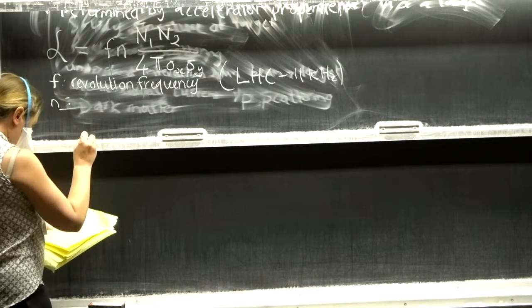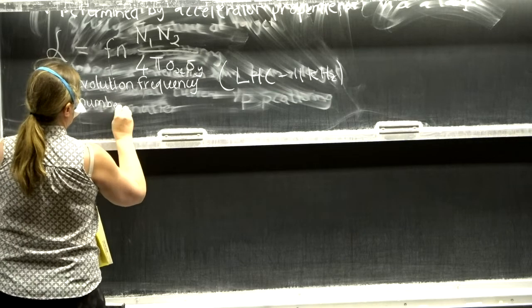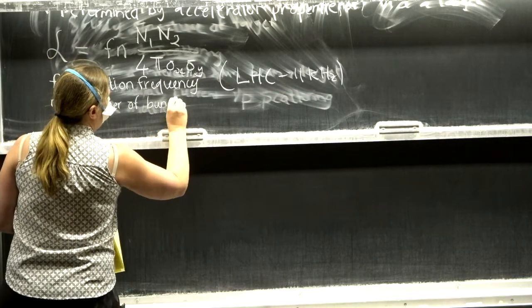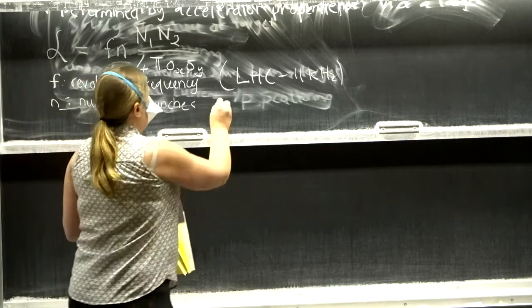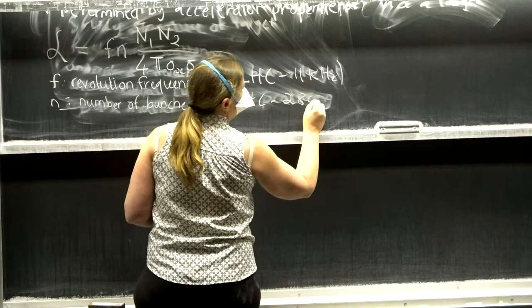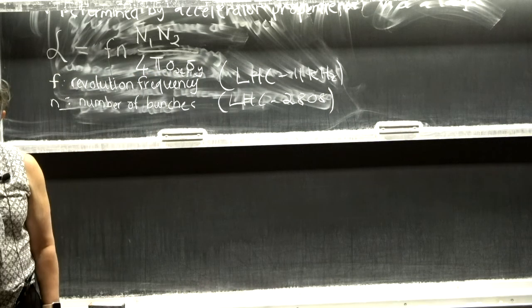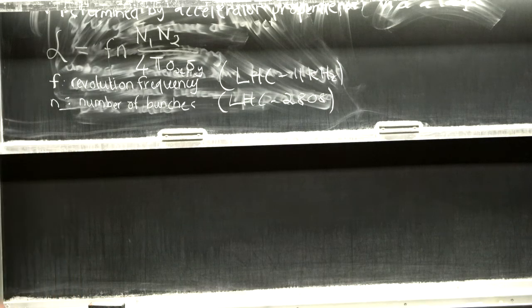Then n is going to be the number of bunches. So it's not just about per bunch. It's how many we put inside our accelerator. To give you an idea, in the LHC, there are 2,808 bunches. At a given moment, there are 2,800 bunches? So the question was, at a given moment, are there 2,808? Sorry, I'm not good at numbers.